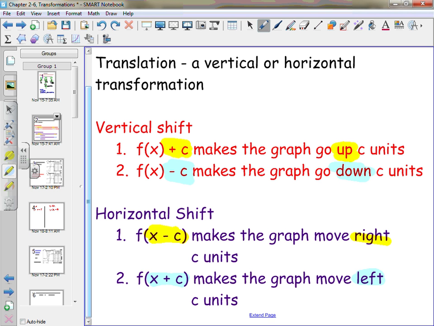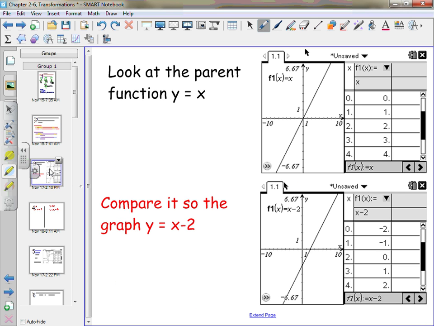Okay. So we already know the vertical and the horizontal shift. Yes? We knew this from our lovely little equation that we had previously. Look at the parent function y equals x. That is this graph right here. Y equals x is this graph. Do we all see that? Now, compare it to the graph y equals x minus 2. What's happening to your y values?